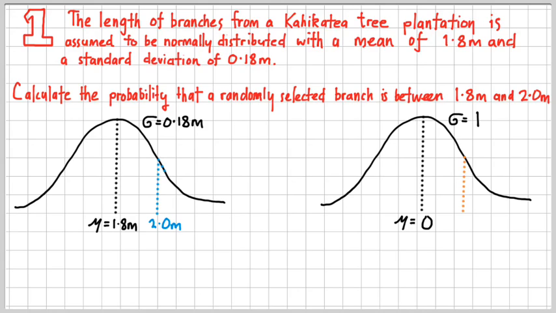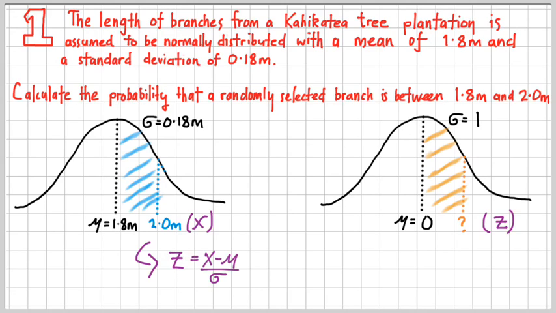Firstly, let me mark down 2 meters, because that's important. It's important because we want to select a branch which is between the mean of 1.8 and 2 meters, which is obviously higher than 1.8, or to the right. So in terms of the shaded area, or the part that we want, there it is, in blue for the normal distribution and in orange for the standard normal distribution.